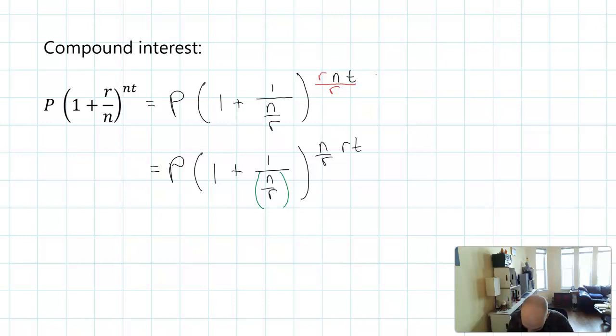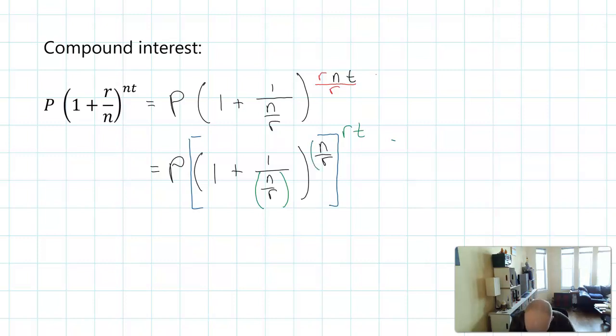And then specifically, if you have exponents multiplied together, you can think about them as powers of powers. So this is really something to the n over r, to the rt, right? I'm putting a bracket there because this is really thinking about this as an exponent of an rt.